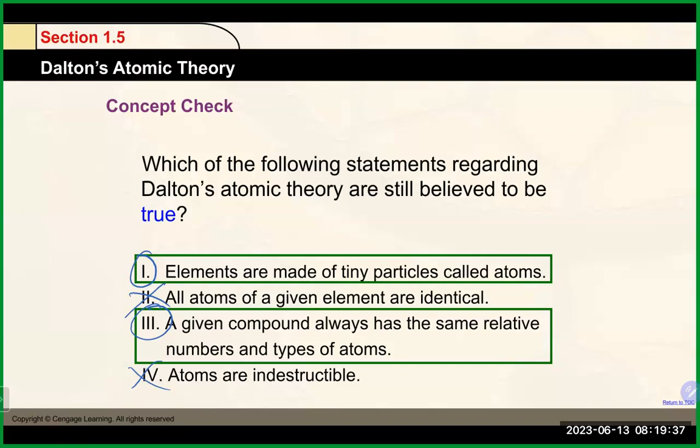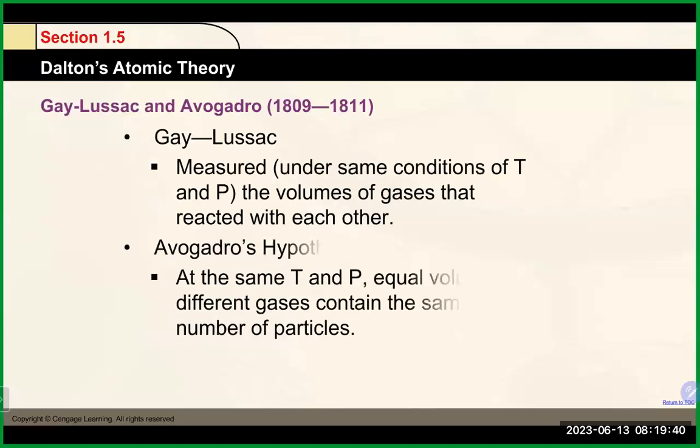So Dalton's atomic theory was a good starting place in terms of our ideas about the atom. There are several laws that occurred along the way as well, and some of these we'll see a little more when we get to our gas chapter. Gay-Lussac's law measured, under the same temperature and pressure, the volumes of gases reacted with one another. His idea was P1 over T1 equals P2 over T2, which applies at constant volume.